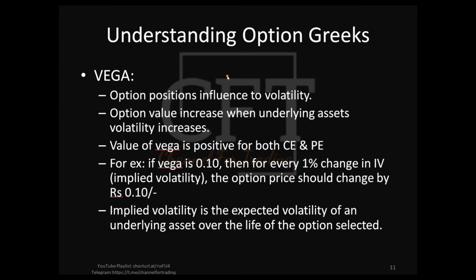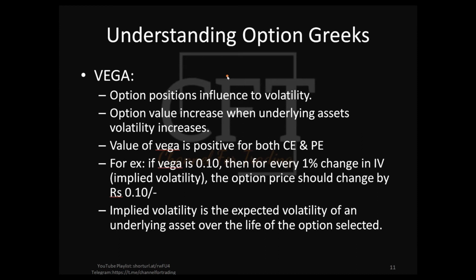So here you might have a question: what is implied volatility? There are different types of volatility, and implied volatility is one among them. Implied volatility is the expected volatility of an underlying asset over the life of the option, selected by the people actively taking part in the trading. So it is their expectation basically. When I say over the life of the option, I basically mean the expiry chosen for that option. If you have chosen 31st of December as expiry for an option, then the life of the option will be till 31st of December.